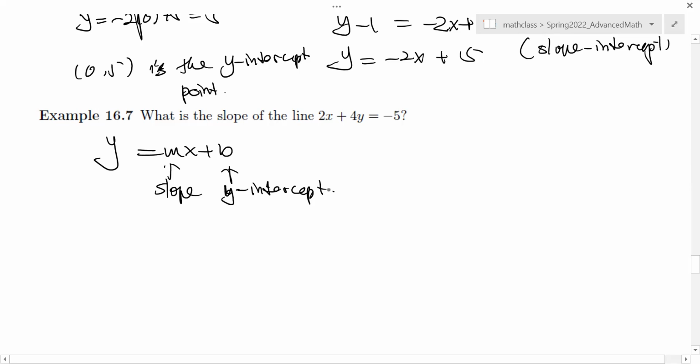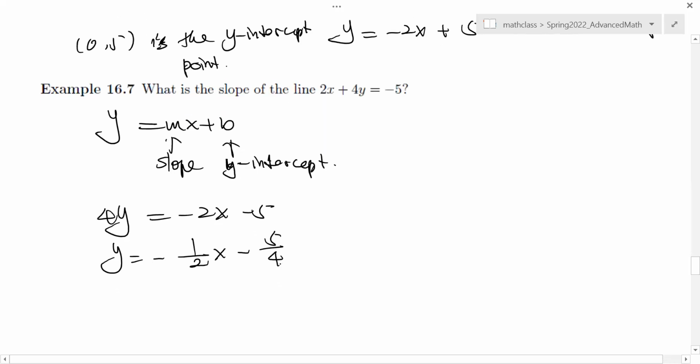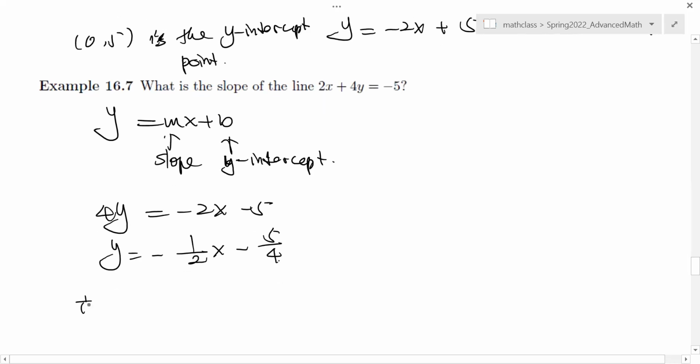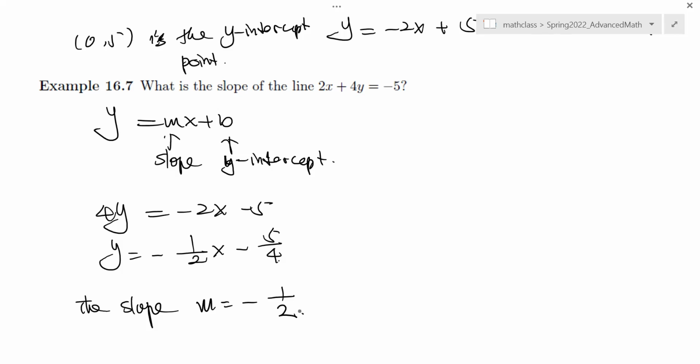So let's write the equation: y equals negative 2x minus 5, so y equals 2/4, which is 1/2, and 5/4. Clearly the slope m equals negative 1/2. Yeah, m equals negative 1/2.